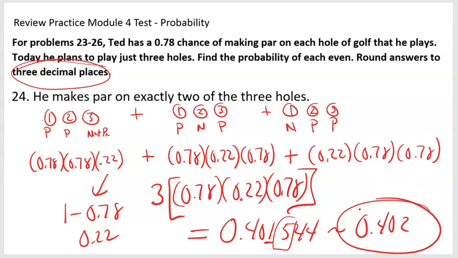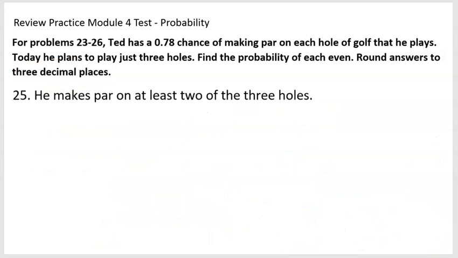Hey, it's almost half, right? 0.5 is half, so it's a little just under half that he will make par on exactly 2 of the 3 holes.